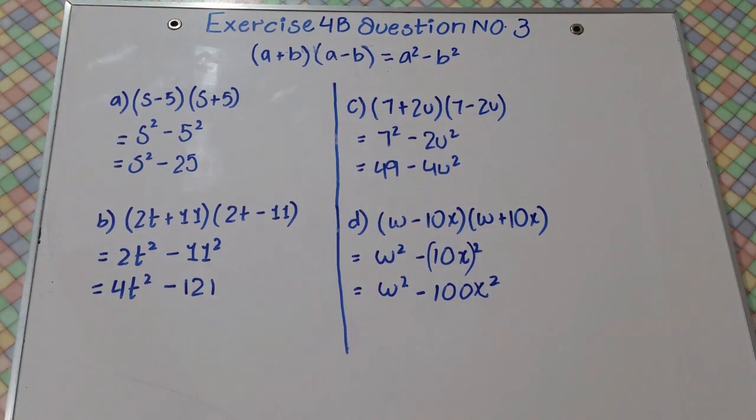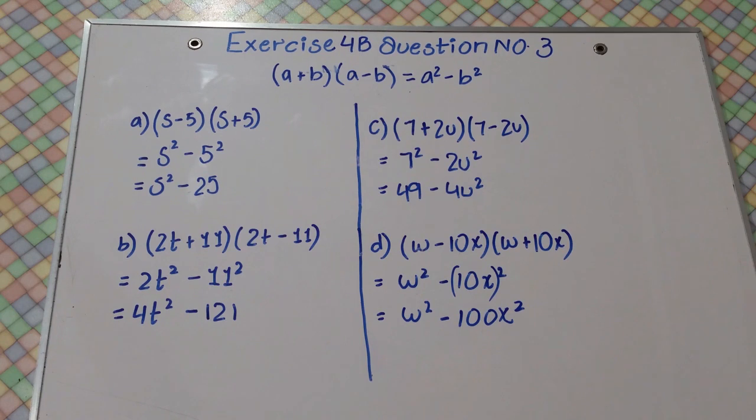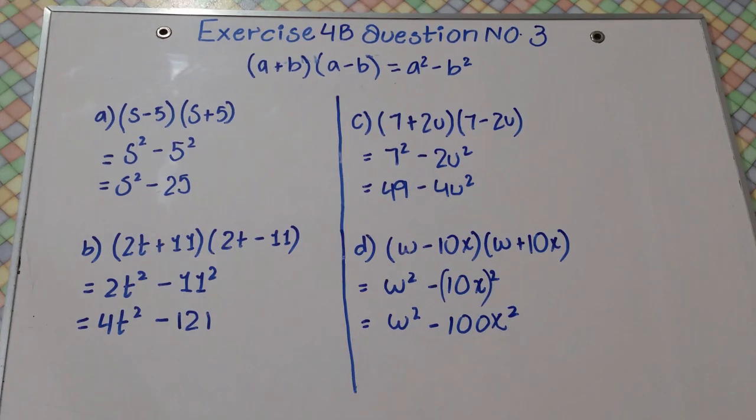So these were all 4 parts of question number 3 of exercise 4b. We just used one of the identities, which was (a plus b)(a minus b), and the answer would be given in the form of a square minus b square. So this was the identity that we used in this question. So this was exercise 4b, question number 3.